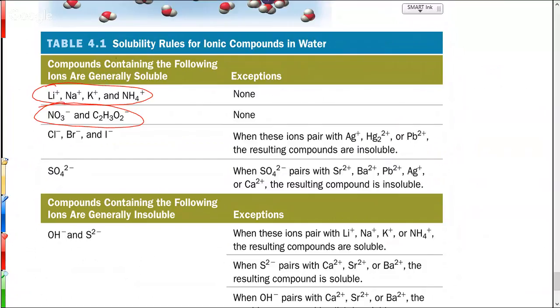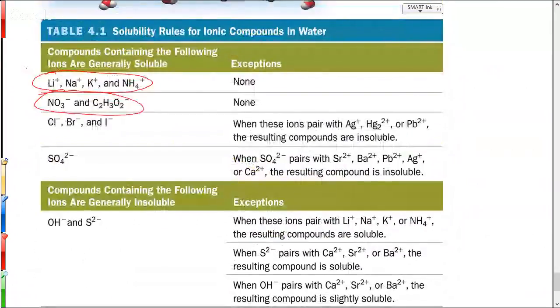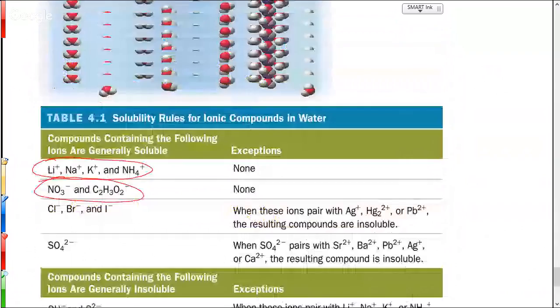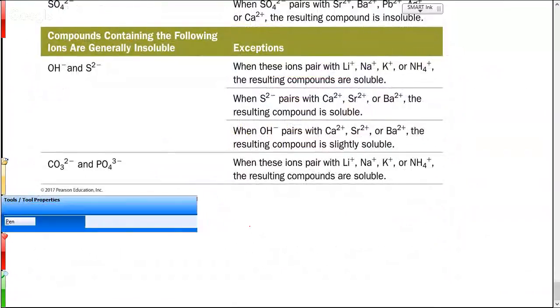Okay. And we're actually going to ignore the rest of this for now. We're going to come back to it as needed based on what we're about to do. So if you can just remember those things right now, the alkali metals and ammonium, nitrate and acetate, always soluble in water. It will always dissolve in water. The way we're going to use these right now is by looking at precipitation reactions.